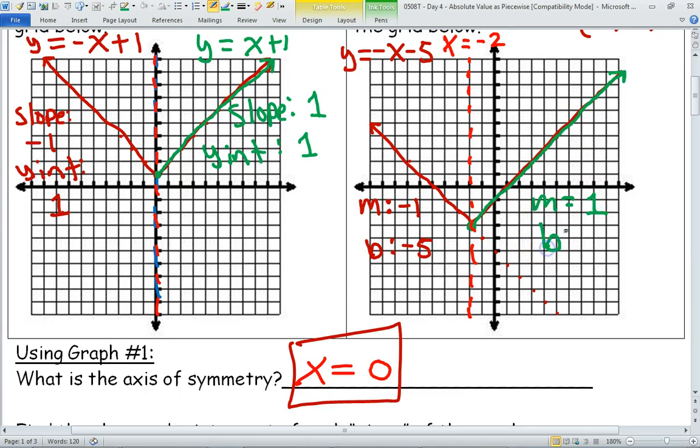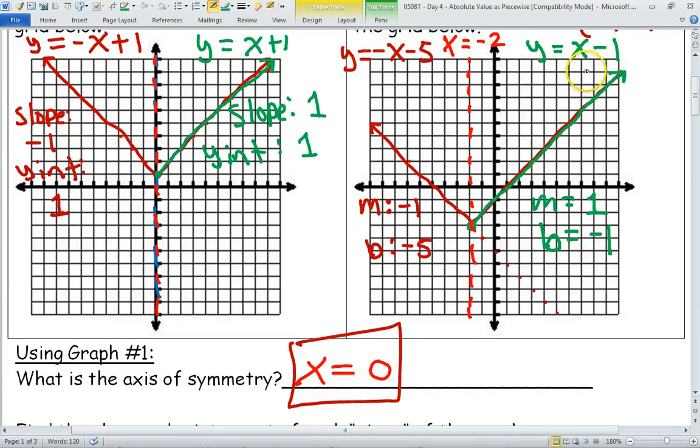I have a y-intercept. Well, this one, I can just see the y-intercept is right here. So I have a y-intercept of -1. So if I made an equation out of that, it would be like this. Y equals positive x, there's my slope, minus 1, there's my y-intercept. Okay, these are the things that I will use to write my piecewise function.